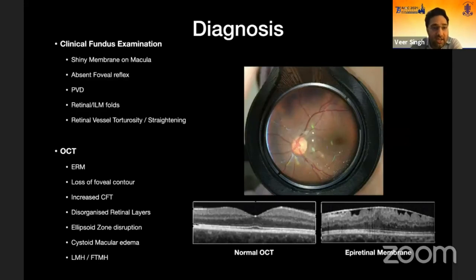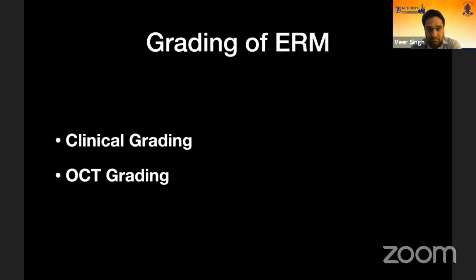Diagnosis is quite simple actually. It's a combination of clinical fundus exam along with an OCT. On clinical fundus exam, you'll see a shiny membrane. There'll be an absent foveal reflex most of the time. A PVD might be present. Retinal ILM folds can be appreciated, and retinal vessel tortuosity or straightening can be appreciated. Along with that, an OCT gives you a definitive diagnosis of a membrane. It will show you the membrane, and along with that, there can be loss of foveal contour, increased central foveal thickness, disorganized retinal layers, ellipsoid zone disruption, cystoid macular edema, or a hole formation.